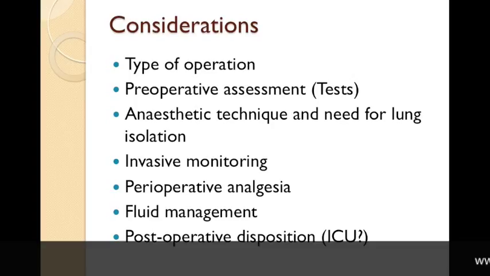So when we're talking about thoracic surgery, the things we need to consider are the type of surgery that the patient is having, the type of operation, what tests or preoperative assessments we're going to want to do, whether or not we need lung isolation, and if so, what technique we will use. Remember from our previous lecture, there's different ways we can isolate the lung, the most common way being a double lumen tube, and the other way we sometimes do is a bronchial blocker.